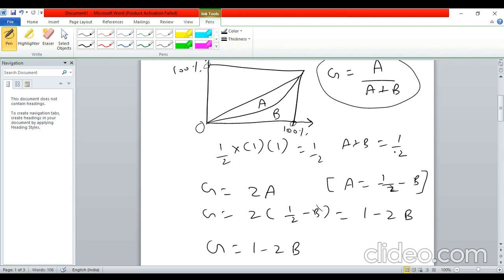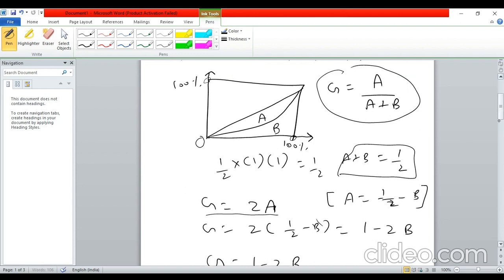Now we know A plus B is equal to 1 by 2. Let us put it in this Gini coefficient formula. Then you will get G equal to 2A. Now we are not given A, we are given B. So let us write A is equal to 1 by 2 minus B from this equation. When we put this in the formula G is equal to 2A, we'll get G is equal to 1 minus 2B.